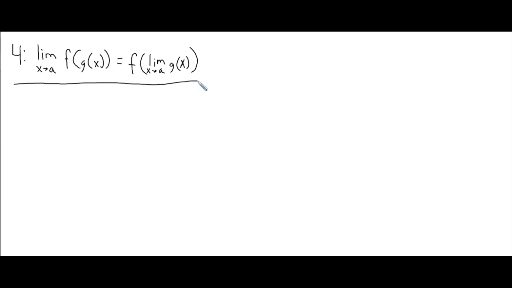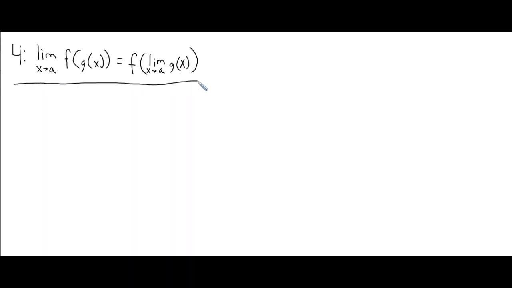The fourth property, I'll be honest, it's a little trickier than the first 3, but bear with me and I promise it's really not too bad, especially once you get used to it. It states that the limit as x approaches a of f of g of x equals f of the limit as x approaches a of g of x. Now I know that all sounds really confusing, but just bear with me, right?